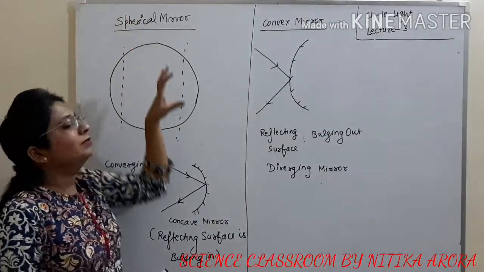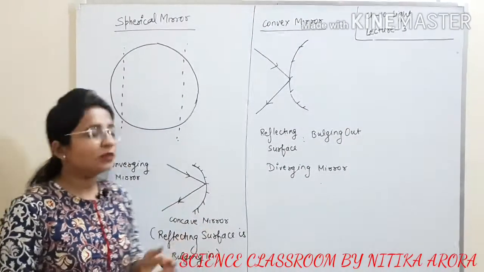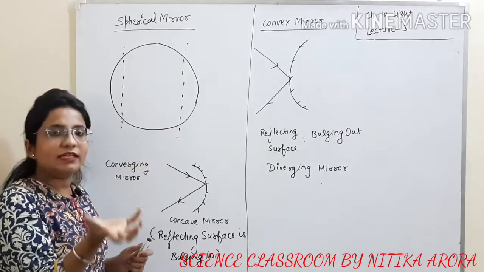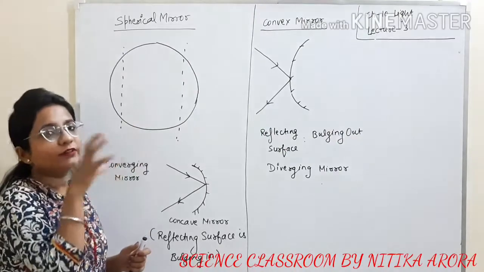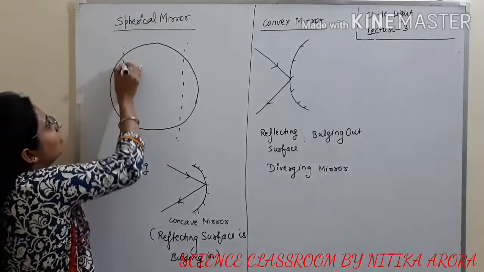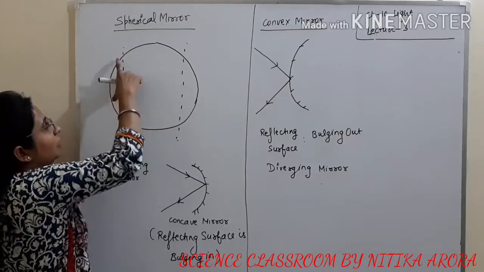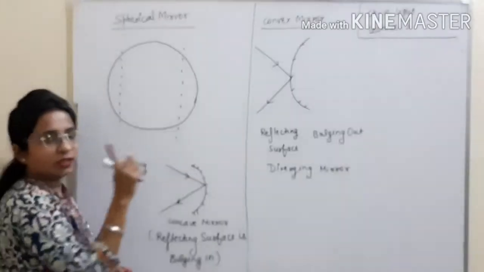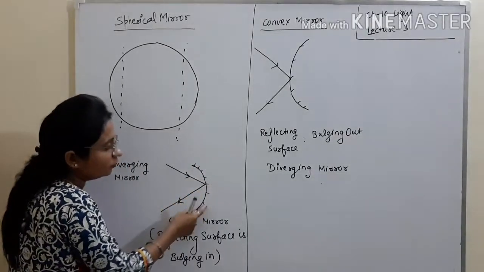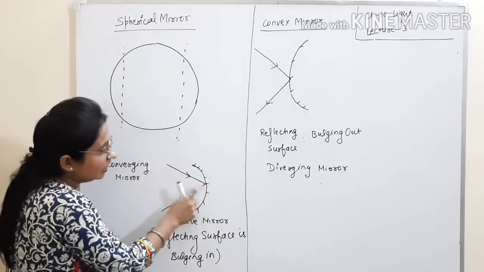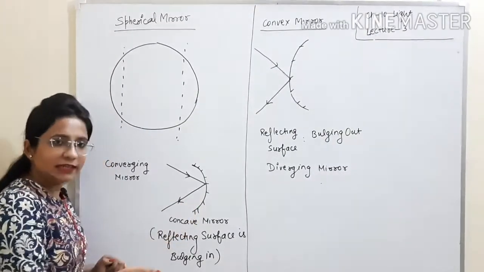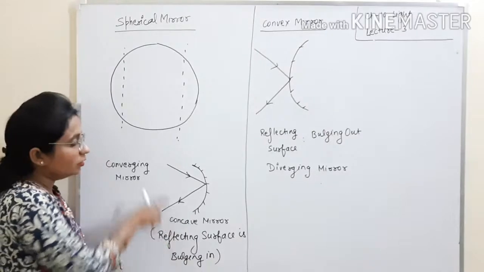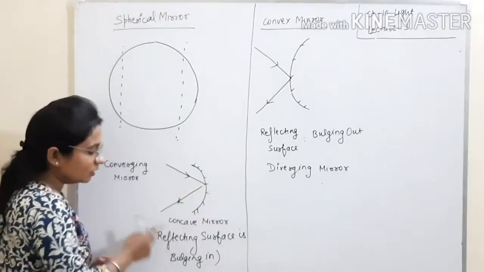So spherical mirror, first of all, how are spherical mirrors made? Suppose we have a transparent hollow glass sphere, obviously glass is transparent, a hollow glass sphere, and I cut it into two parts. From here I cut this portion and this portion. Now I get two pieces. In one of the pieces I polish the back side, and this inward side inside is the reflecting side. So this kind of mirror is called a concave mirror whose reflecting surface is bulging in.